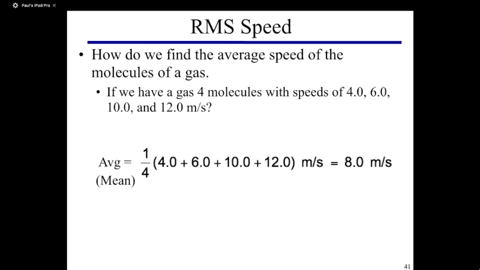Now, we talked about kinetic energy and how fast everything's going. When we describe a classroom's grade on the exam, we use the class average. So if we find the average speed of gas molecules, if you had 4 molecules with speeds of 4, 6, 10, and 12 meters per second, then mathematically you add them all up, divide by how many, and you get the average speed. Those would give an average of 8.0. This is what we learned in statistics, how to do averages.